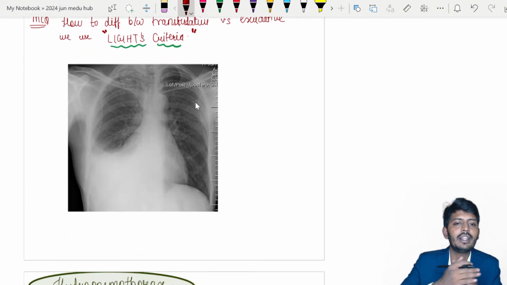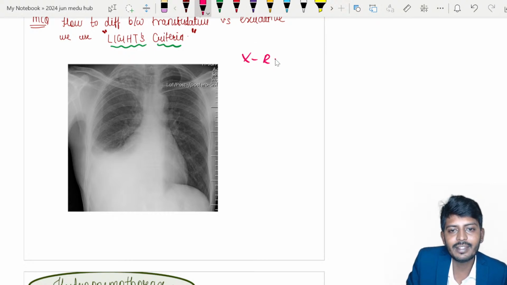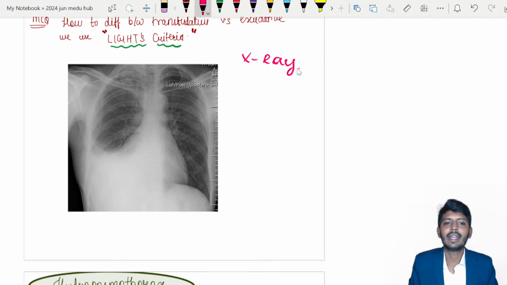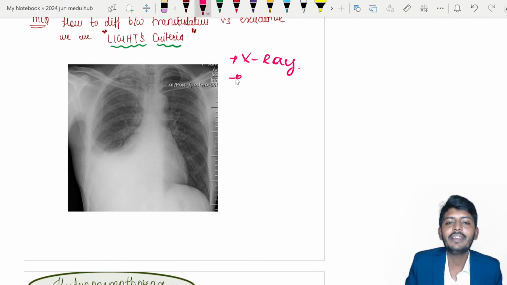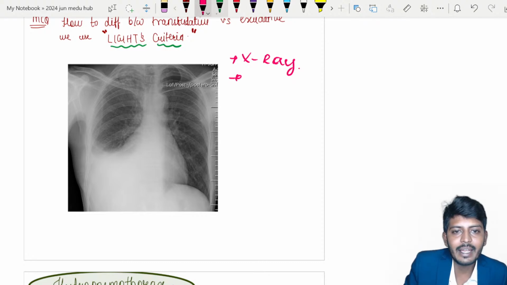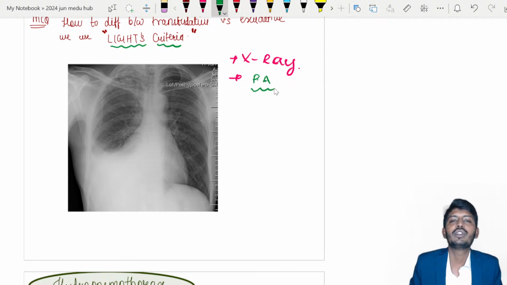Okay, so let's look at this one. In this image, which radiological investigation is used? It is X-ray. Next, the important aspect to look at here, my dear students, is which type of view. Usually it is a PA view. Why is it a PA view? How did I come to this conclusion?